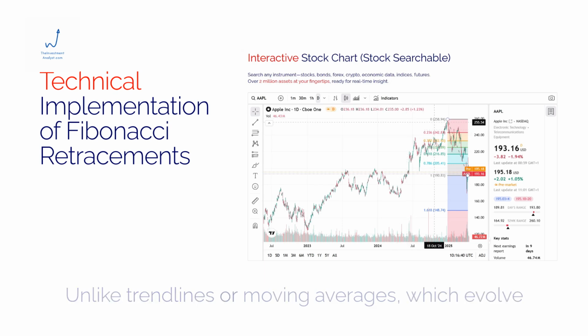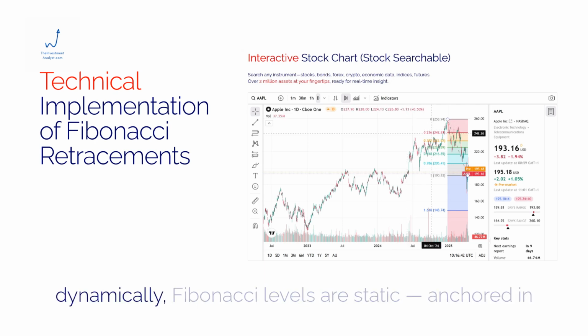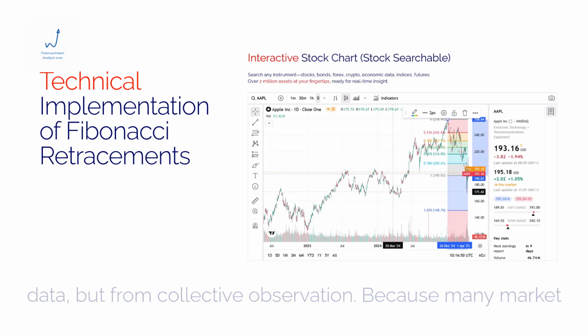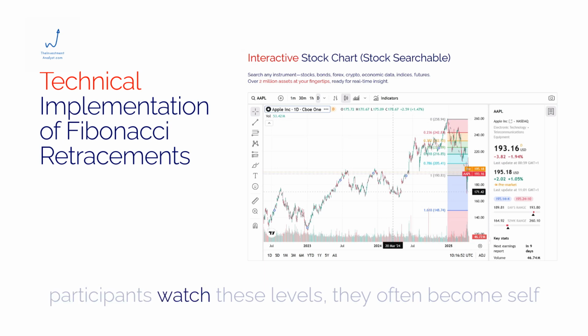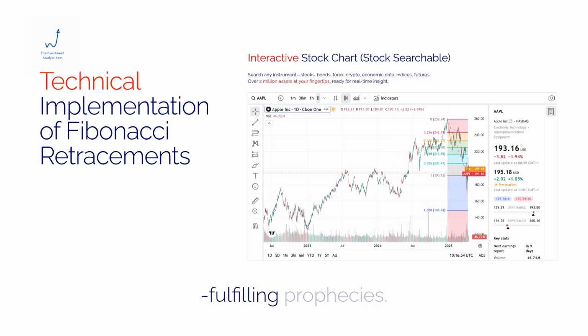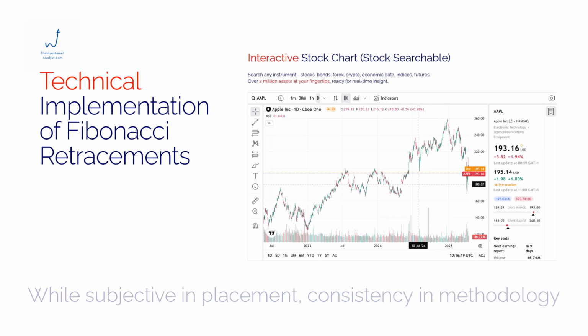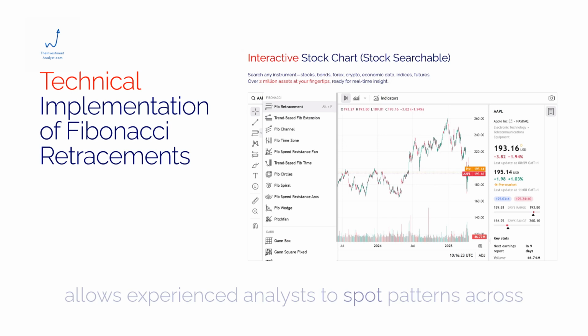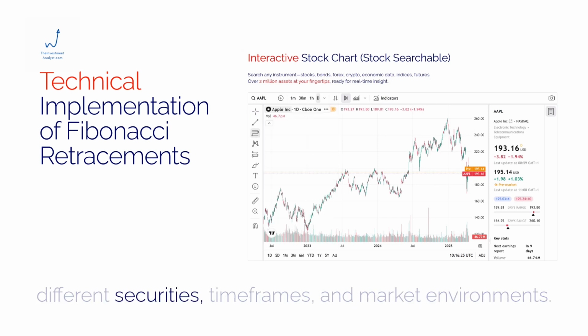Unlike trend lines or moving averages, which evolve dynamically, Fibonacci levels are static, anchored in investor memory. Their influence stems not from moving data, but from collective observation. Because many market participants watch these levels, they often become self-fulfilling prophecies. While subjective in placement, consistency in methodology allows experienced analysts to spot patterns across different securities, timeframes, and market environments.